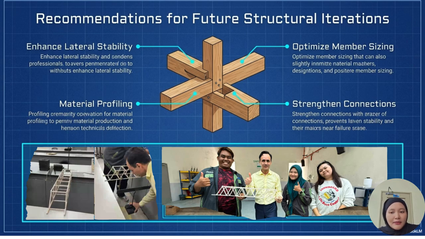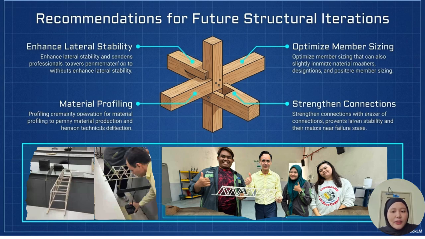Second, conduct better material profiling. This involves selecting materials with high strength to weight ratio while meeting deflection requirements. I recommend investigating alternative materials like high strength steel or composites, performing detailed deflection analysis to ensure all members meet serviceability standards. Third, strengthen connections.